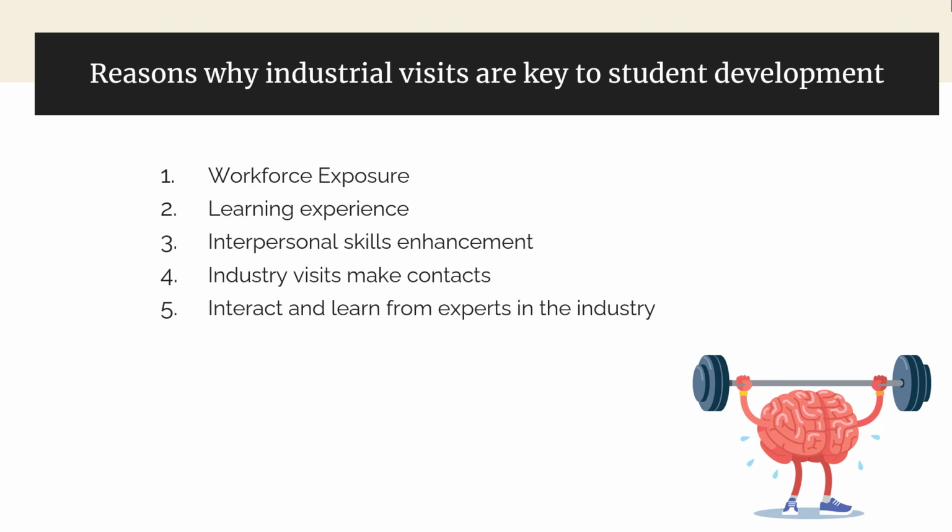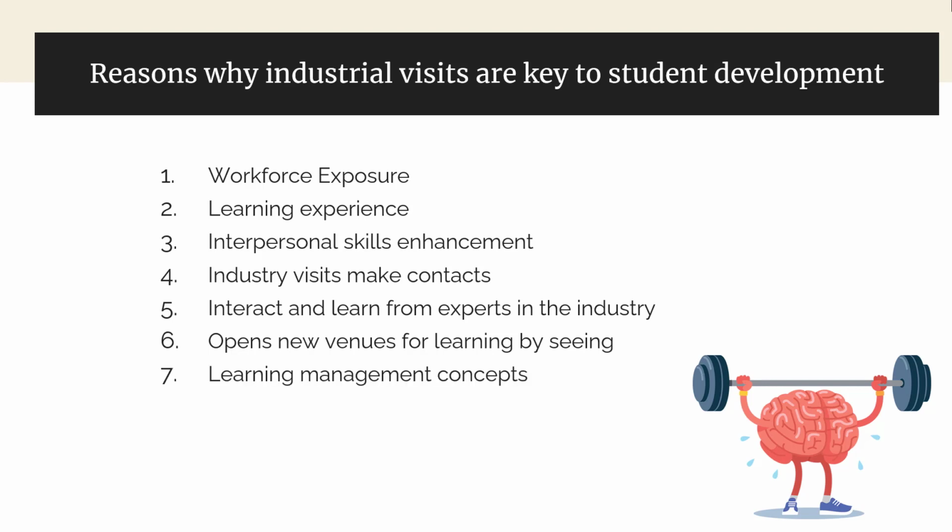Next one is interact and learn from the experts in the industry. Generally, during the industrial visits, a session is given to the students where they explain all the processes, all the systems, and all the goods or services the industry creates and how they operate, which helps students interact and learn from the experts. Next one is that it opens a new avenue for learning by seeing. This is different from regular teaching, where the students are actually taken to observe the work processes, and this adds something to their learning.